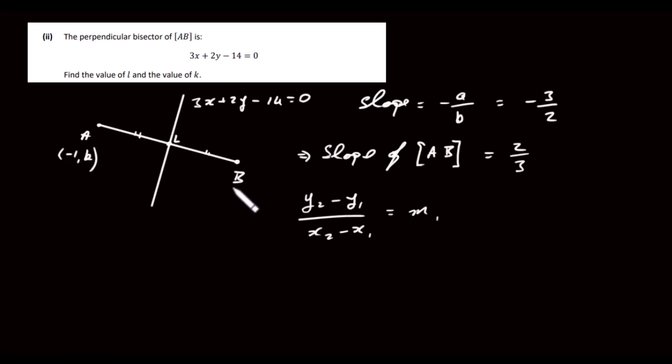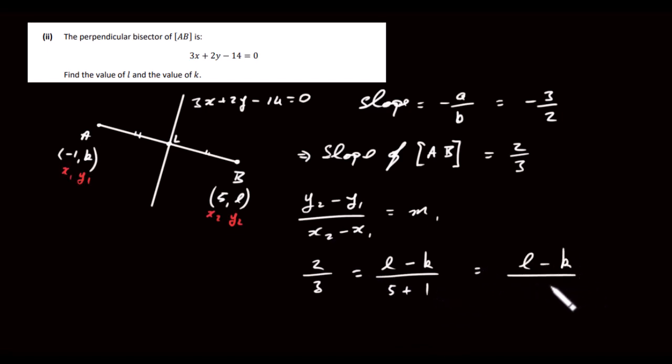So we know that A is (-1, k) and B is (5, L). So let's just put that in. We now know that 2 over 3 is going to be equal to, let's say again, this is x1, y1, x2, y2. So let's put those in. y2, which is L minus k, divided by x2, which is 5 minus -1, 5 plus 1. So that just gives me L minus k over 6 is equal to 2 over 3.